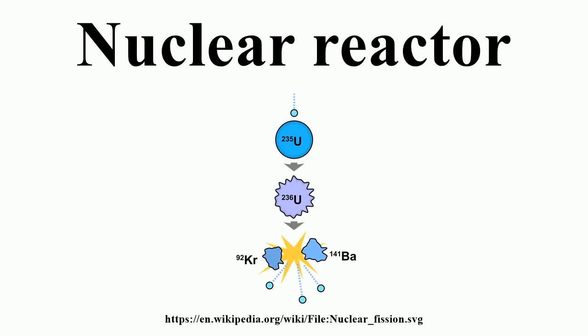This article is a sub-article of nuclear power. A nuclear reactor, formerly known as atomic pile, is a device used to initiate and control a sustained nuclear chain reaction. Nuclear reactors are used at nuclear power plants for electricity generation and in propulsion of ships.